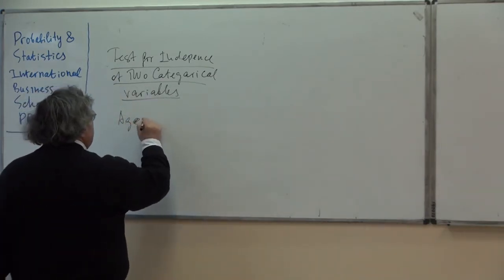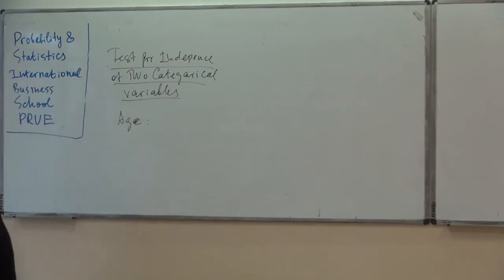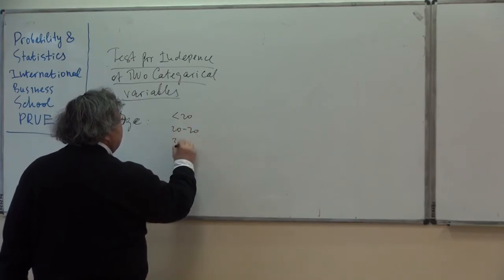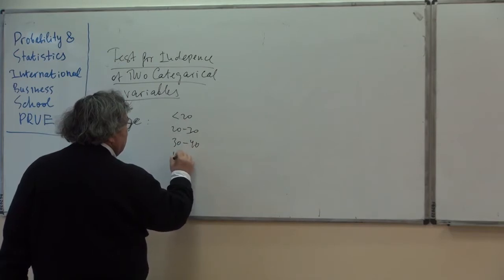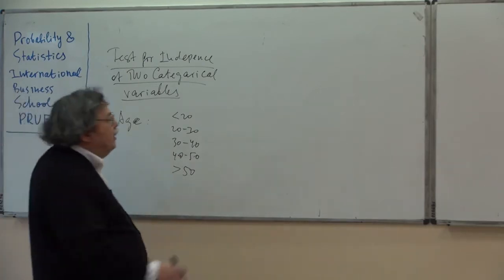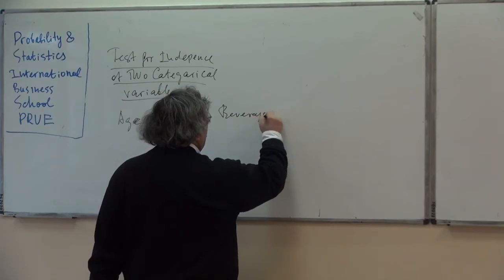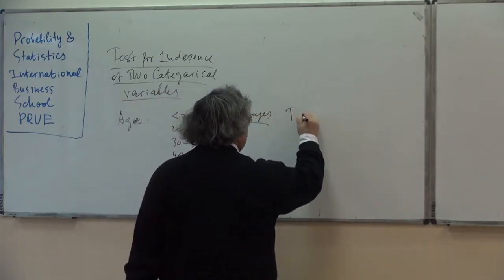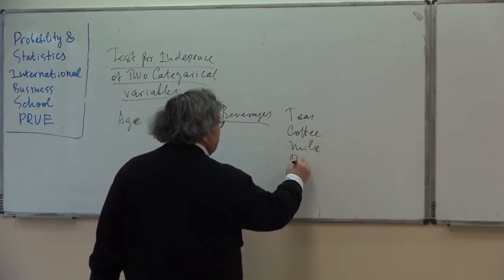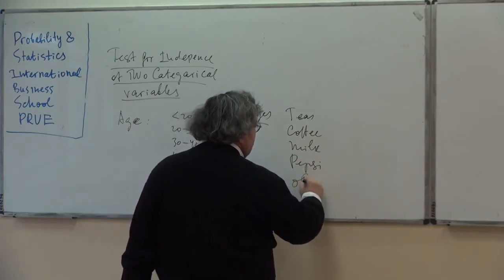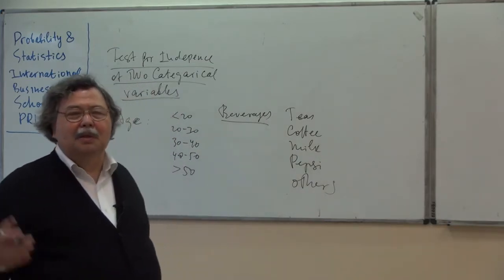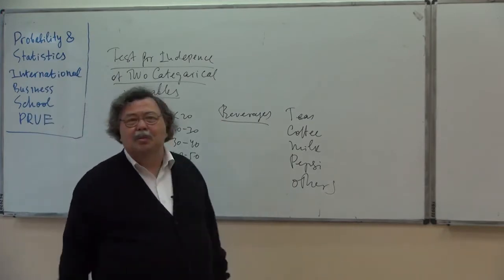Age. Well, it's up to us how many categories we specify here, but for example, less than 20, 20 to 30, 30 to 40, 40 to 50, and greater than 50. For example, these 5 categories. And beverages, well, tea, coffee, milk, Pepsi, well, and others. Well, I don't know what to mention here. What beverages? Well, tea probably is the most common beverage, but well, I'm not sure about the rest of these.